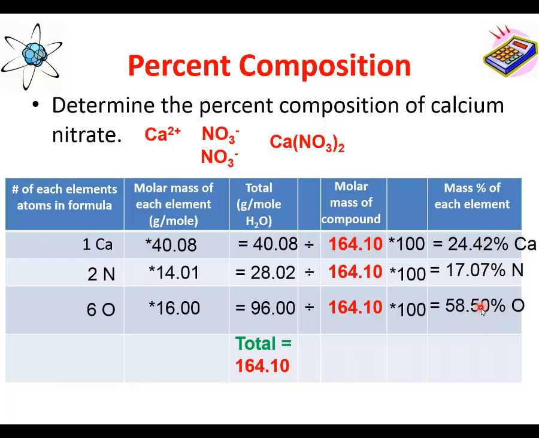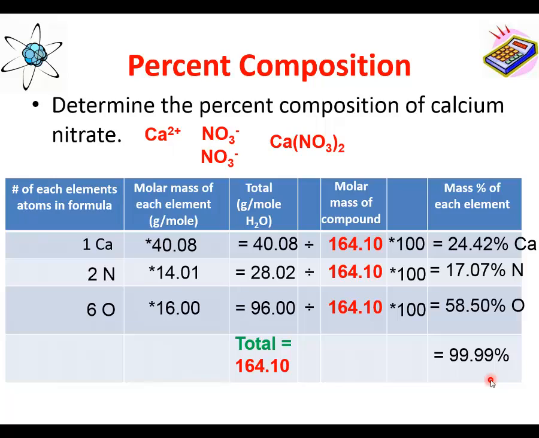If I add up all my mass percents, they should add up to 100%. Here we're very close, 99.99%. I probably had a slight rounding error because I did round at a few steps here. But that's close enough to 100 that we should feel fairly comfortable with this calculation. So there's my mass percent composition of every element in this compound formula.